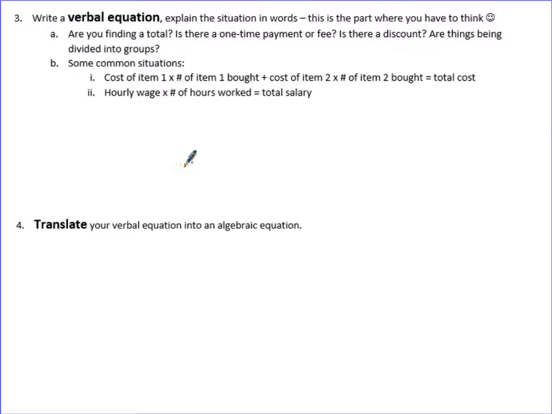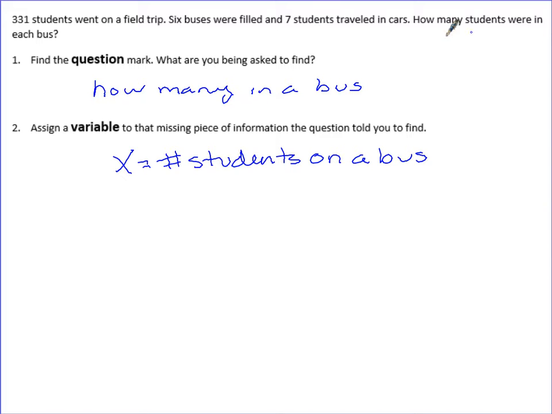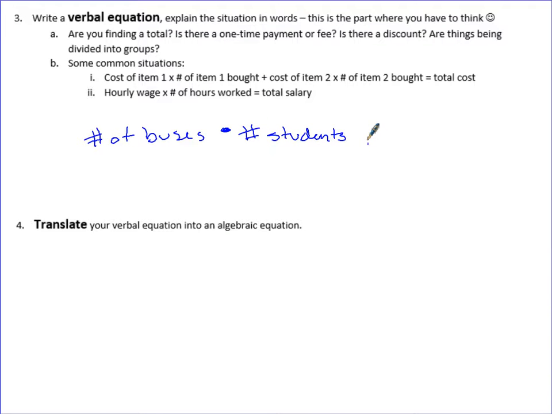So in this case, we want the number of buses times the number of students on each bus. That would give us how many students are on the buses. And then we have to add in the 7 students in the cars. And that will give me the total students. Then we're going to do what we did in chapter 1. We're going to translate that into algebra.